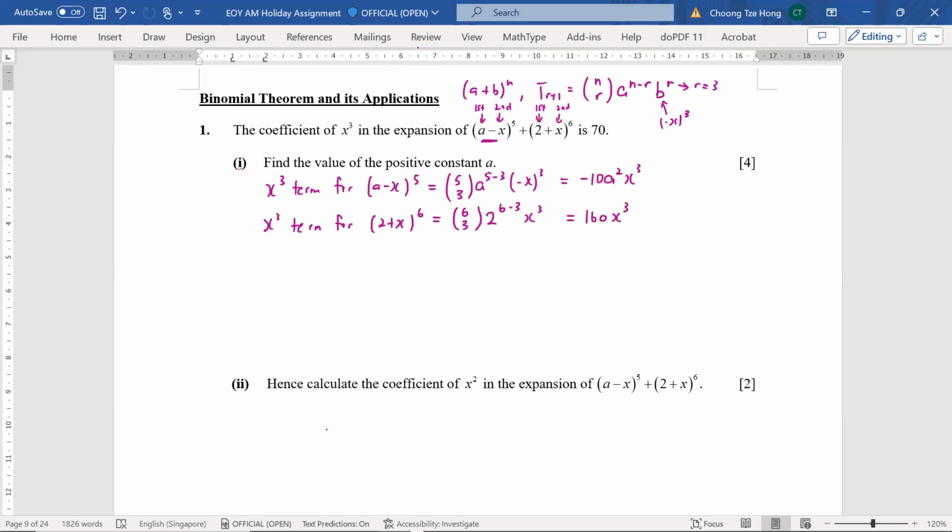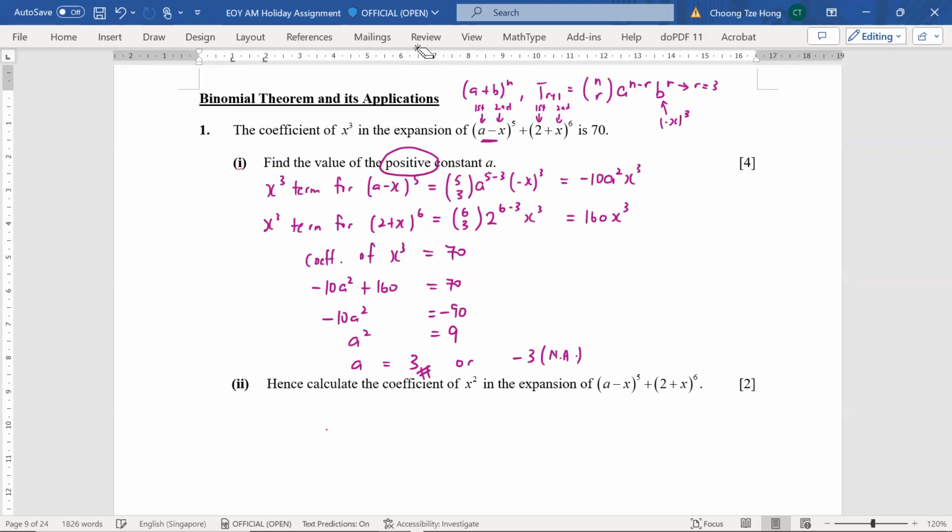Now that we know the two coefficients, we can just add them up. Once again, we are formulating an equation to solve for an unknown. The coefficient of x cubed as given in the question is 70. So -10a squared + 160 = 70. So -10a squared will be equal to -90, so a squared will be equal to 9. So a will be either 3 or -3. But they want the positive constant a, so -3 is not applicable. The only answer is a = 3.